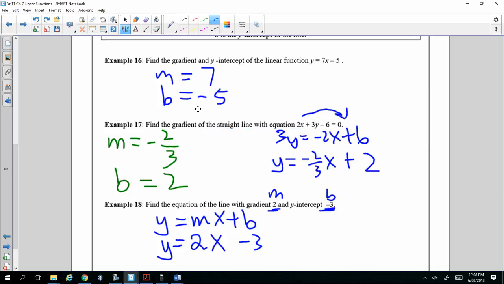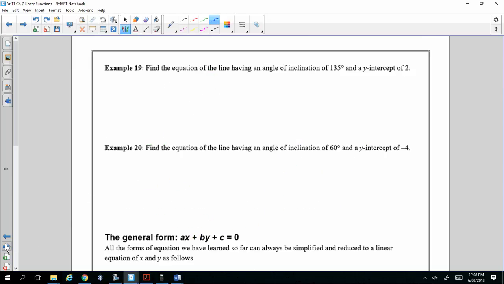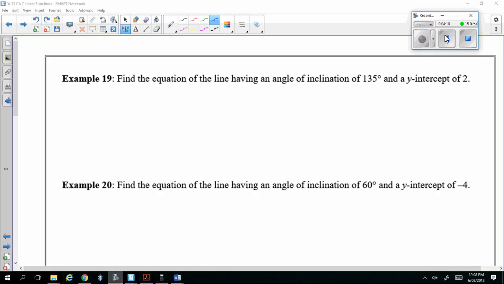We've got 2 more pages to go. Let's go to the next page. Next page. Okay. Good. Alright, let's do the next question.